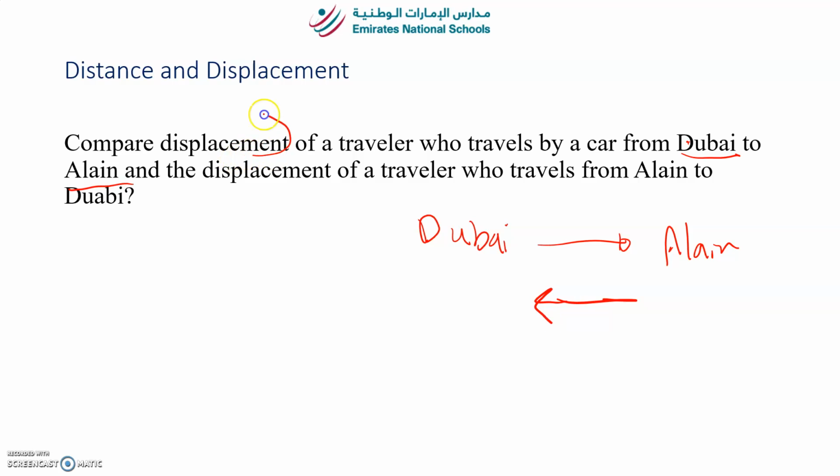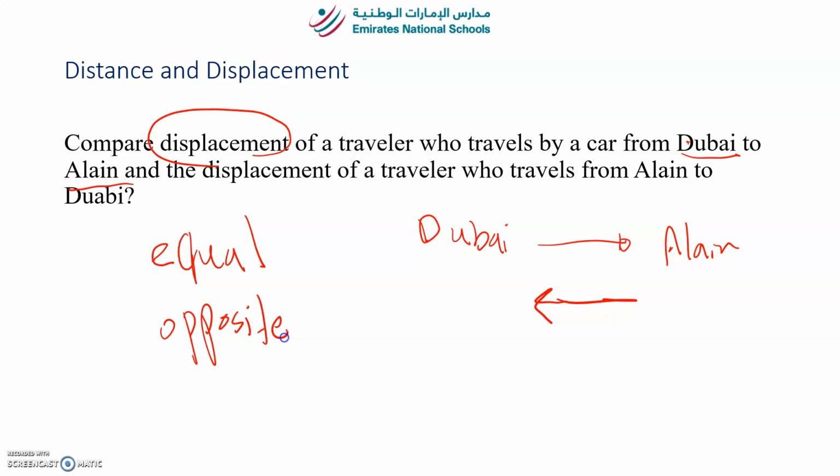I'm talking about displacement. It's a vector quantity. So it should be the same, but in opposite direction, because displacement is a vector. I have to specify direction. They are equal displacements, but they are in opposite directions.